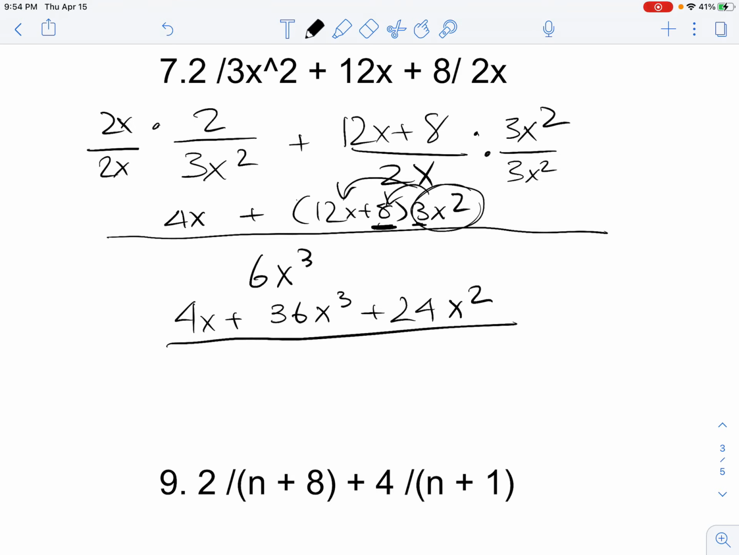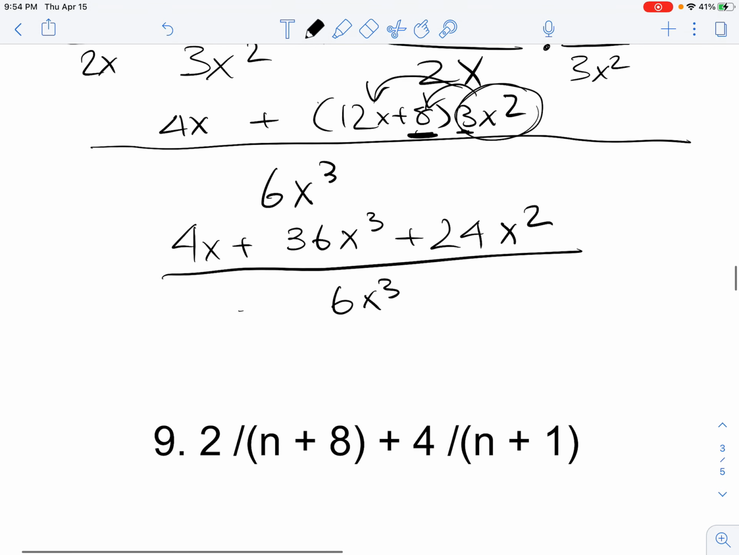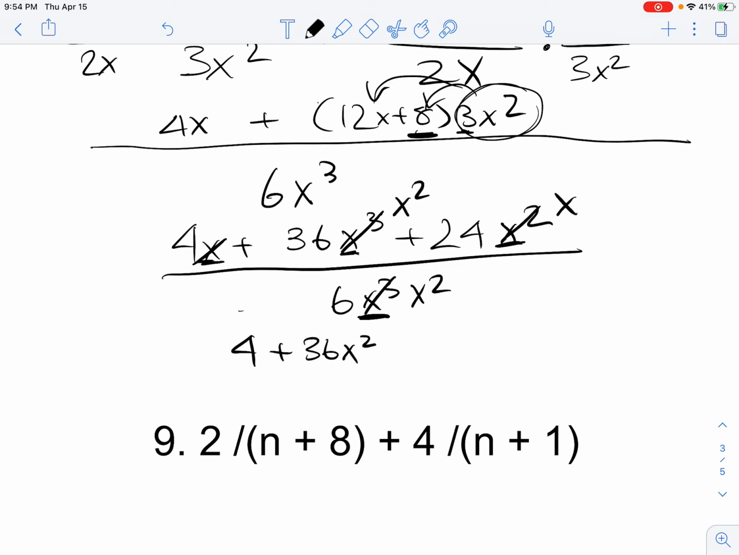We can't combine any like terms, so we can presume that we are done. However, there is another step to it. We can actually simplify the x, because we can see that there's an x here, an x here, and then an x here. There's an x for each term, so we can cross that out, leaving you with 4 plus 36x squared plus, backtrack.